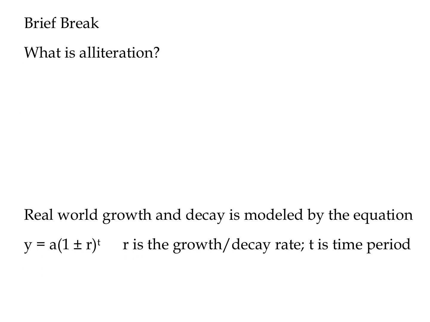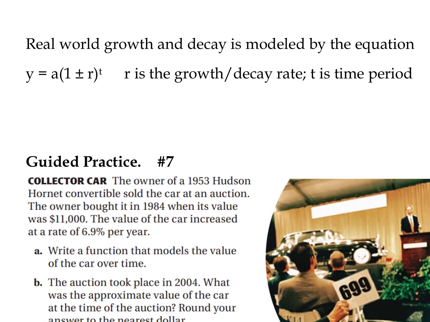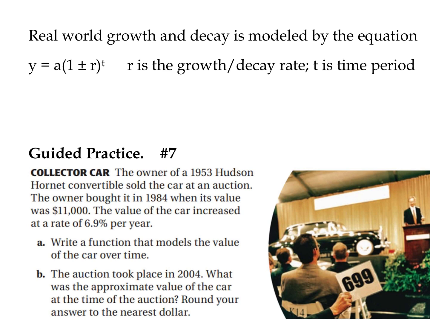All right, let's talk about real-world growth and decay. Real-world growth and decay is written in this form. It looks a little different. We have A, and instead of a B, we have 1 plus or minus R. That's because if the rate is growth, we're going to add the rate. If it's decay, we're going to subtract the rate. And we have T because it's time instead of an X.